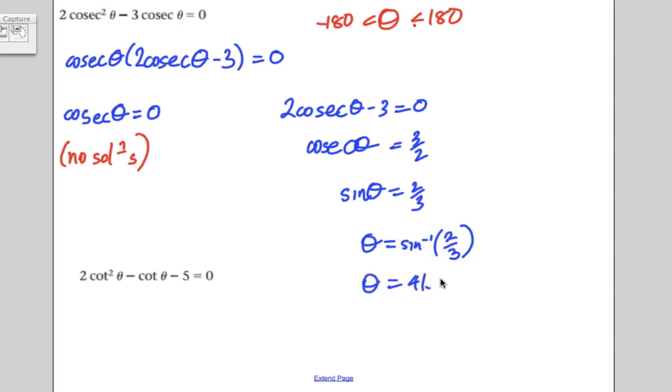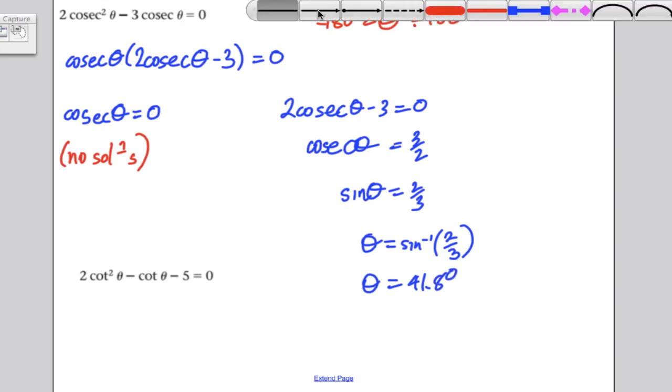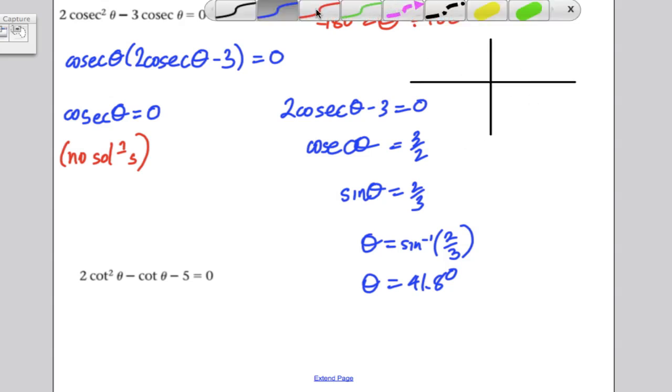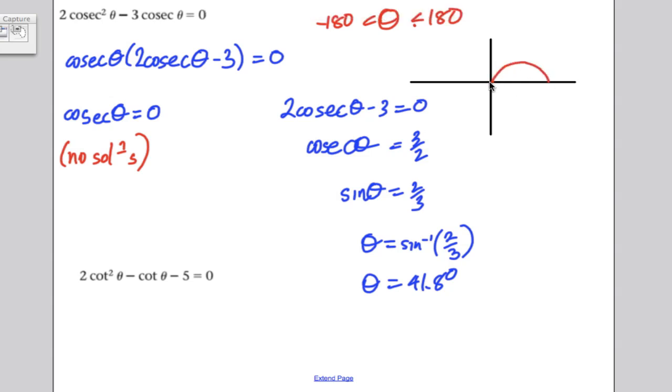Theta is 41.8 degrees. You draw yourself a quick sketch of sine theta, remembering what sine theta looks like between minus 180 and 180. Sine theta looks something like this. So when would you get 41.8 degrees? Well, 41.8 would be here, and you'd also get the same answer if you did 180 minus 41.8, which would be the answer 138.2 degrees.